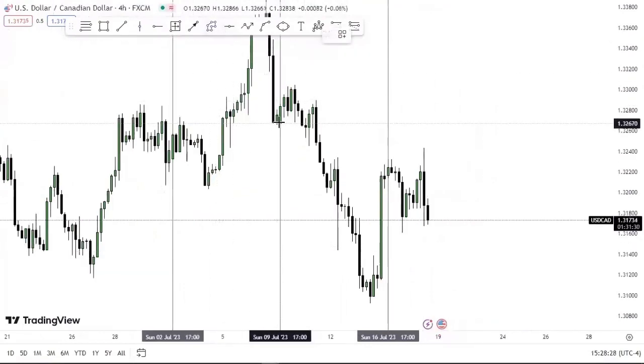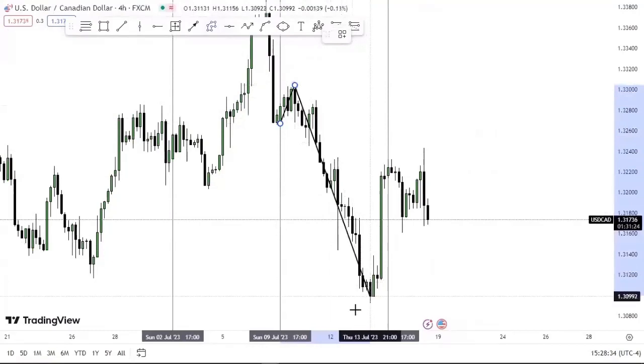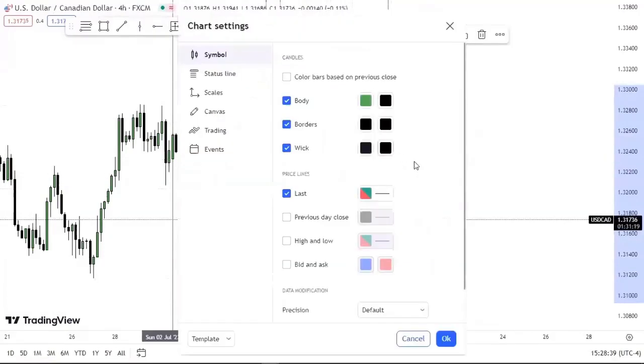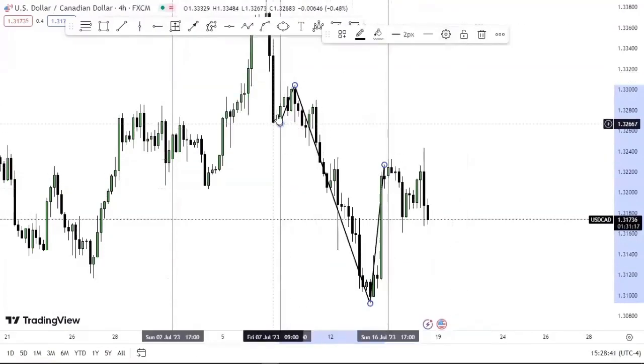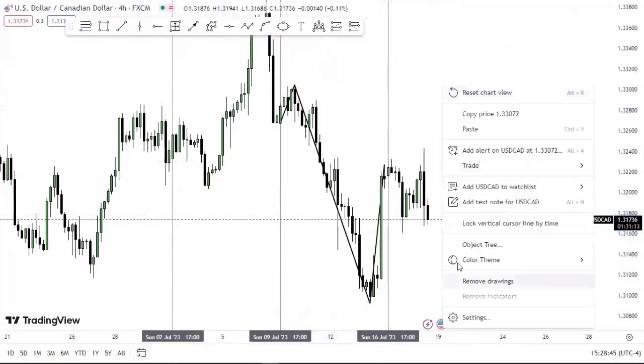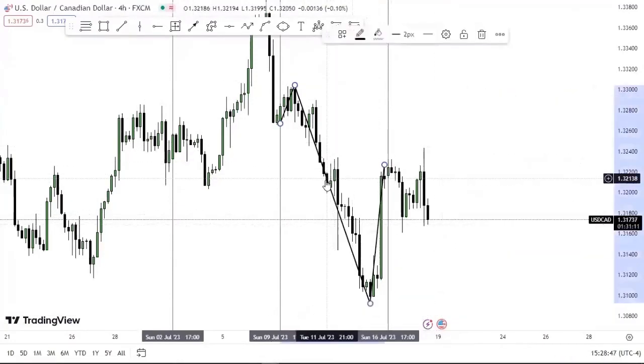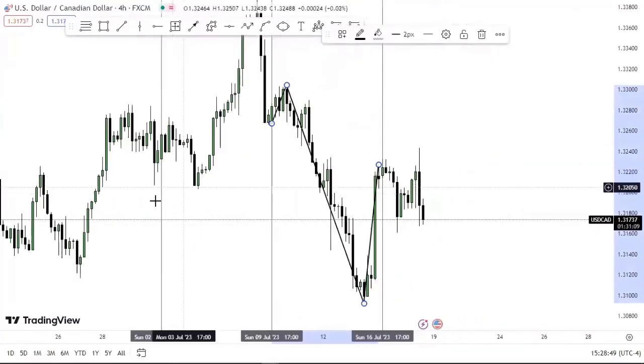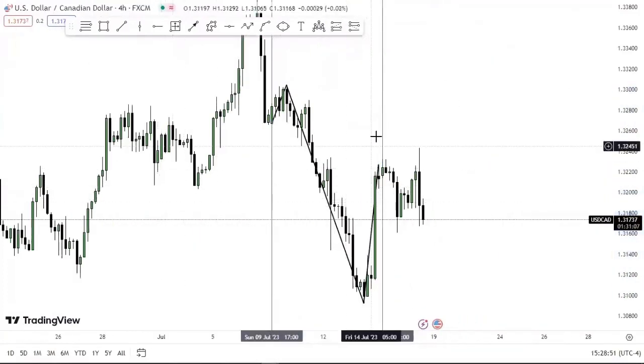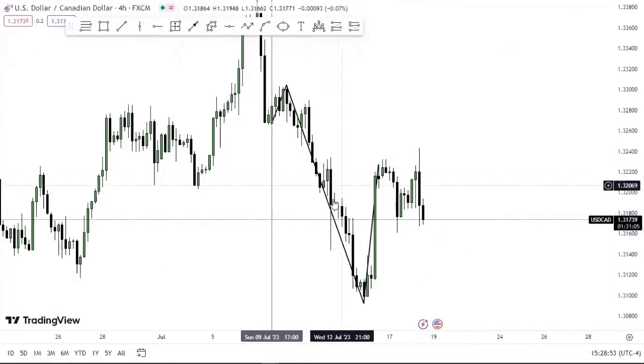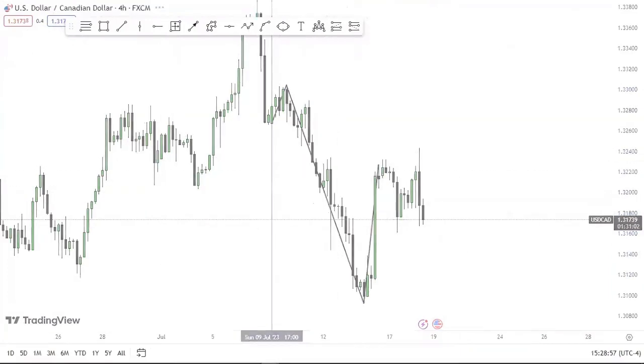It opened here, went up to form a high, came all the way down to form a low on Friday. Look at what happened, how it looks on Friday. It went up. See the structure? Open, high, low, close. High, low. So let me do this. There's a line that I want to go. I should have left that on maybe.